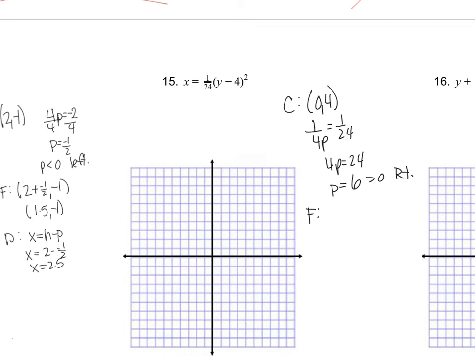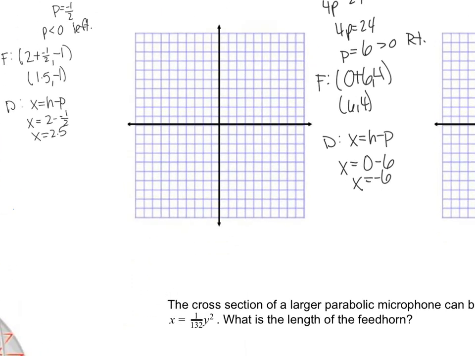My focus is going to be h, which is 0, plus my p comma k, which is 4. So that's going to be at 6, 4. And my directrix is, remember, x equals h minus p. X equals 0 minus 6, negative 6. So let's go to negative 6. 1, 2, 3, 4, 5, 6. My center is located at 0, 4.